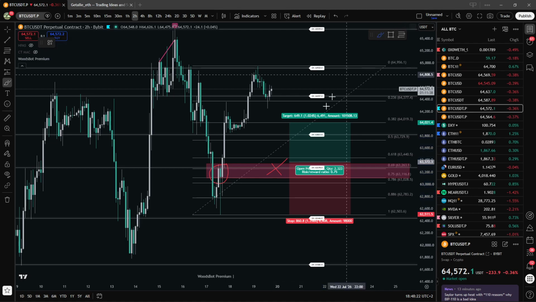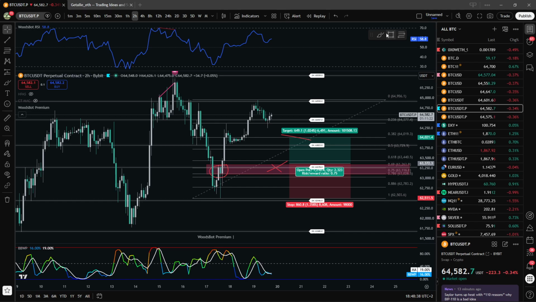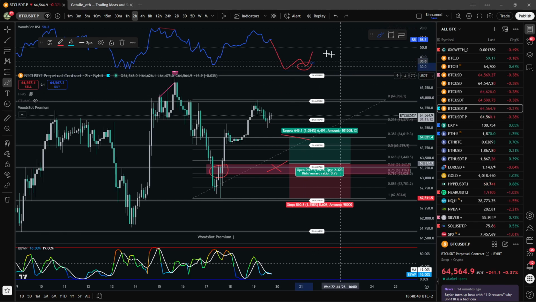And the potential target would be this level for me, and this level as well, this Woodsbot level. And for my invalidation, I would use my invalidation based on the RSI bullish divergence. So, for example, if the RSI comes down here, right, and then makes a divergence right there, I would use this RSI bullish divergence as my invalidation. So if the RSI were to come back down below, I will close my trade manually.